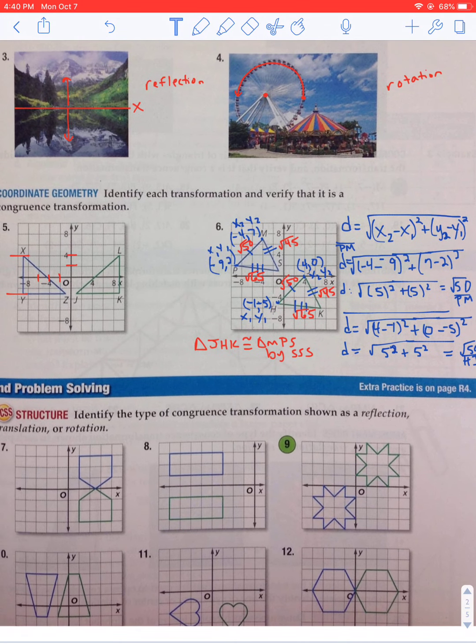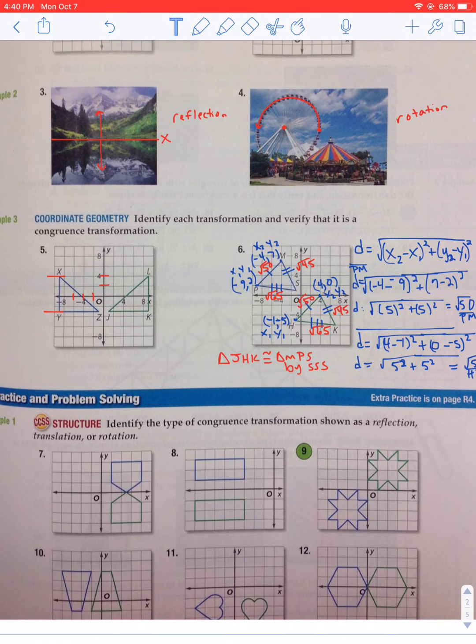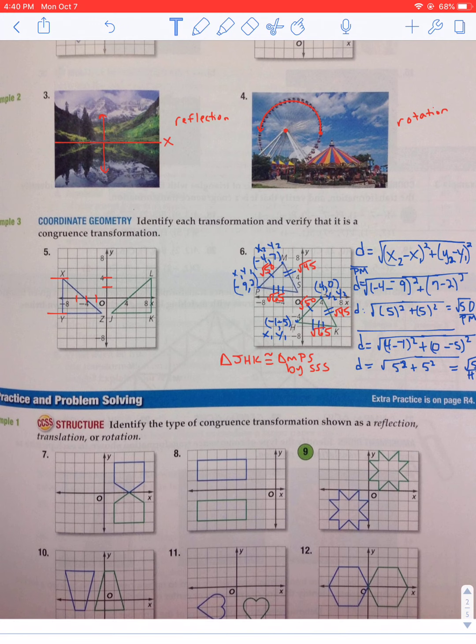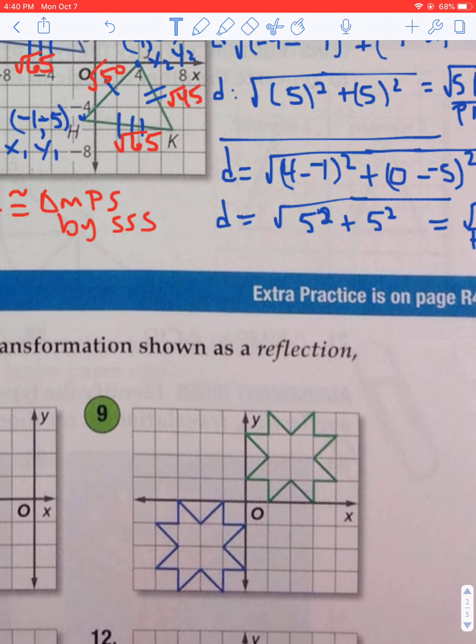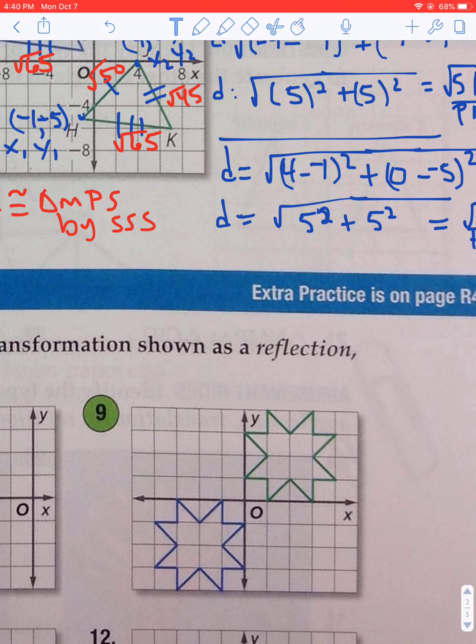The directions say, identify the type of congruence transformation shown as reflection, translation, or rotation. I just want to let you know that you could have more than one right answer. Okay, you just have to pick one. It's not like all three have happened. You just pick one. So I want you to look at number 9 and think, do you think it's reflection, translation, or rotation, and why?